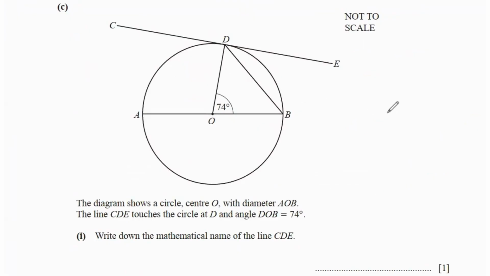Part C says the diagram shows a circle, center O with diameter AOB. The line CDE touches the circle at D with angle DOB equal to 74. Write in the mathematical name of the line CDE. So CDE is a tangent. Why is it a tangent? Because a tangent is a line that touches the circle at its circumference. It never intersects the circle. It's always touching it at its circumference. Now, as you can see, CDE is touching the circle at its circumference. Hence, it's a tangent.